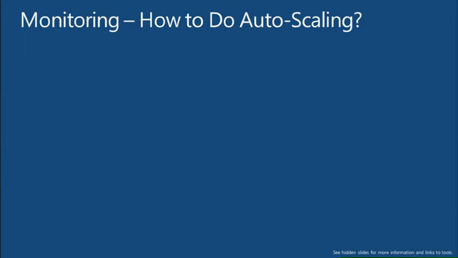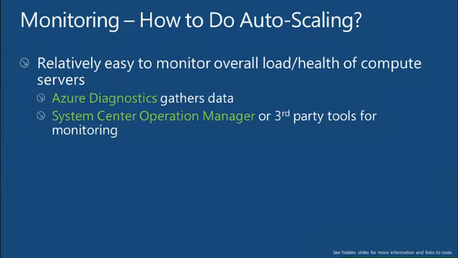Many people at this point in the discussion ask, how can I do auto-scaling? Wouldn't it be nice if the system automatically reacts to the load that users are generating on my overall system? First thing is, it's relatively easy to monitor the overall health and load of the system. You could use, for instance, things like Azure Diagnostics, maybe you've heard about during the conference. You could use System Center or other third-party tools where you can find some links in the hidden slides, as I mentioned. That's rather simple, and it's quite easy to do.